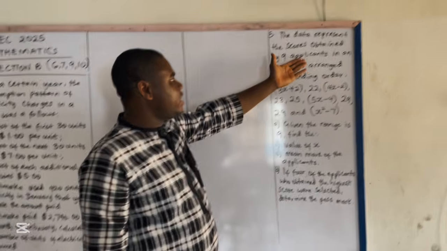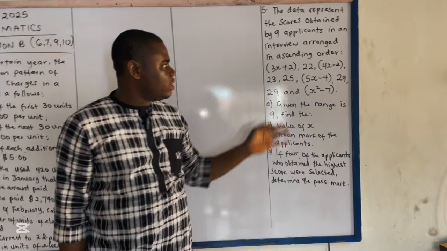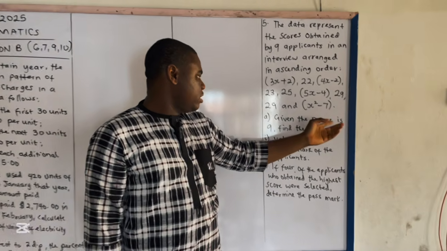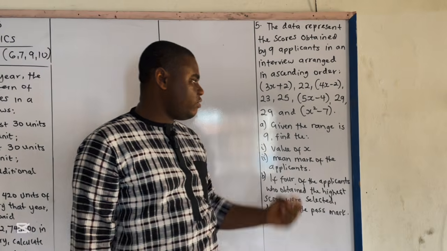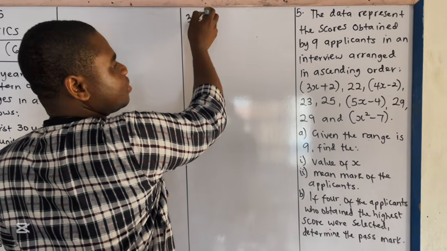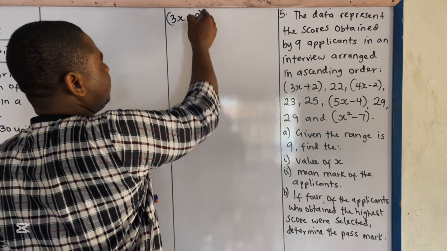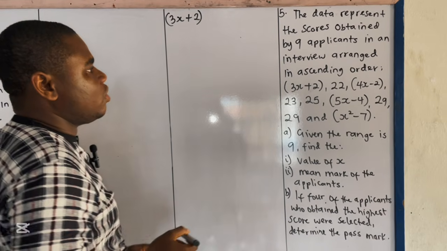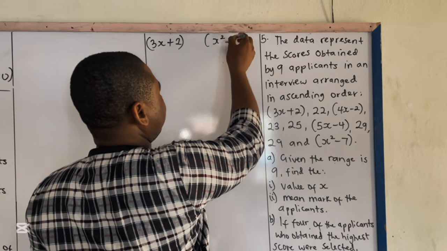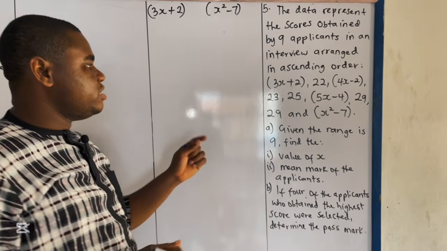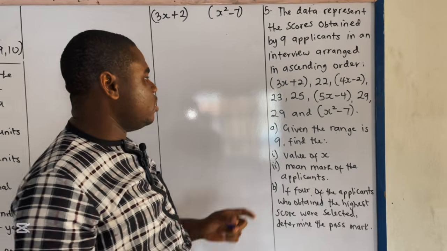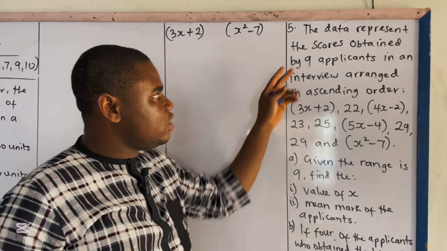We have data here for 9 applicants in an interview arranged in ascending order: 1, 2, 3, 4, 5, 6, 7, 8, 9. Given the range, find the value of x. The first score is 3x plus 2, and the last score is x squared minus 7, because the range is the difference between the highest score and the least score. We have been told that the range is equal to 9.